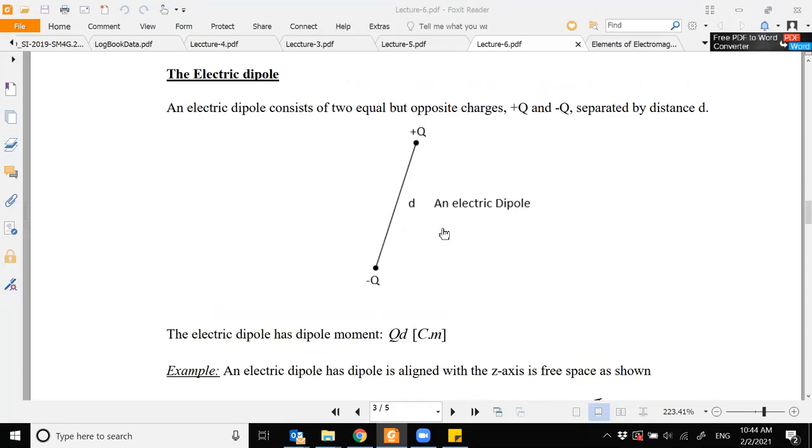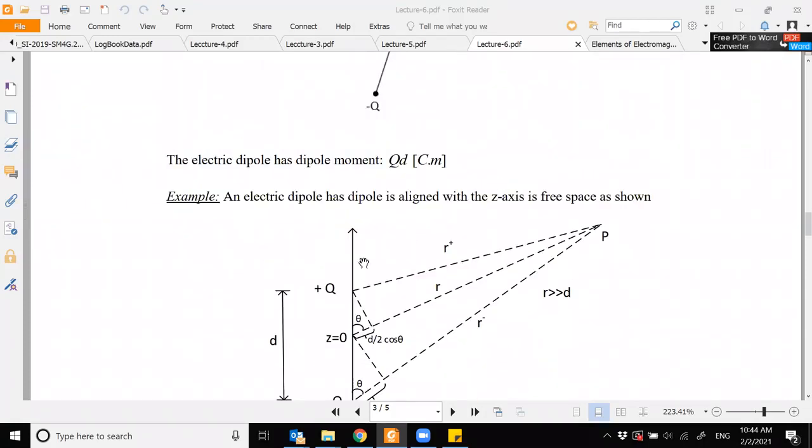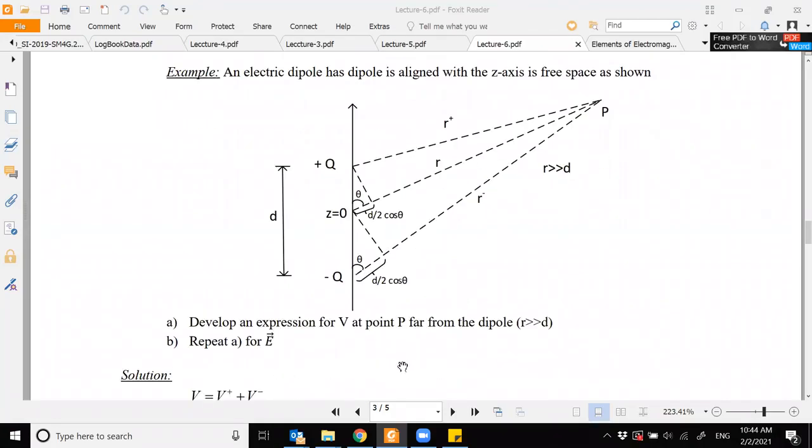Now, let us try to find the electric field created by this dipole and the potential created by this dipole. So we are doing both. This is another example where we have a dipole placed on the z-axis in free space. We need to find the potential at a point P, which is very far from the dipole. And then we also need to find the electric field.